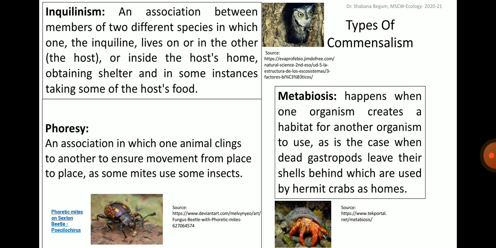So, the third type of commensalism is called metabiosis, and it happens when one organism creates a habitat for another organism to use, as in the case when dead gastropods leave their shells behind, which are used by hermit crabs as homes.